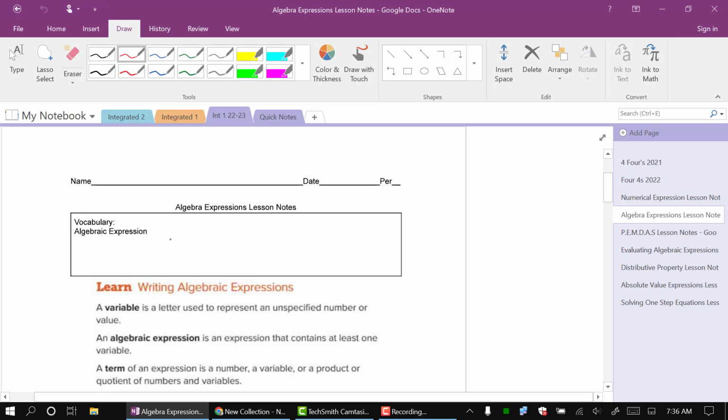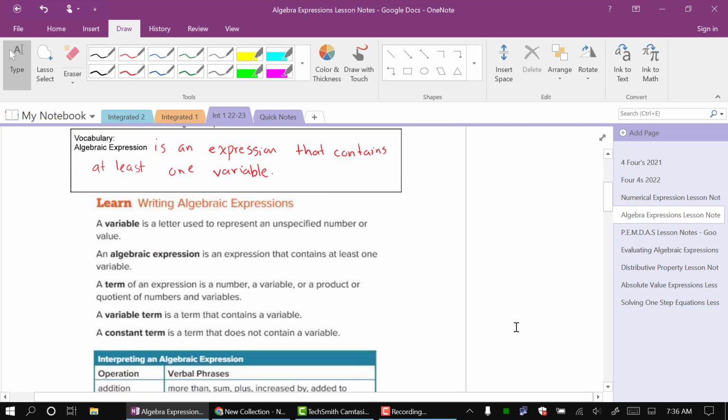So an algebraic expression is an expression that contains at least one variable. Now what is a variable? A variable is a letter used to represent an unknown number or value.